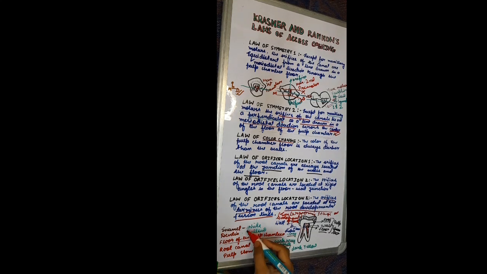Now the color of the enamel should appear white, and dentine appears yellow, and the floor of the pulp chamber appears grey, and the root canal orifice appears dark grey, and the pulp stones appear purely white or dark yellow in color.